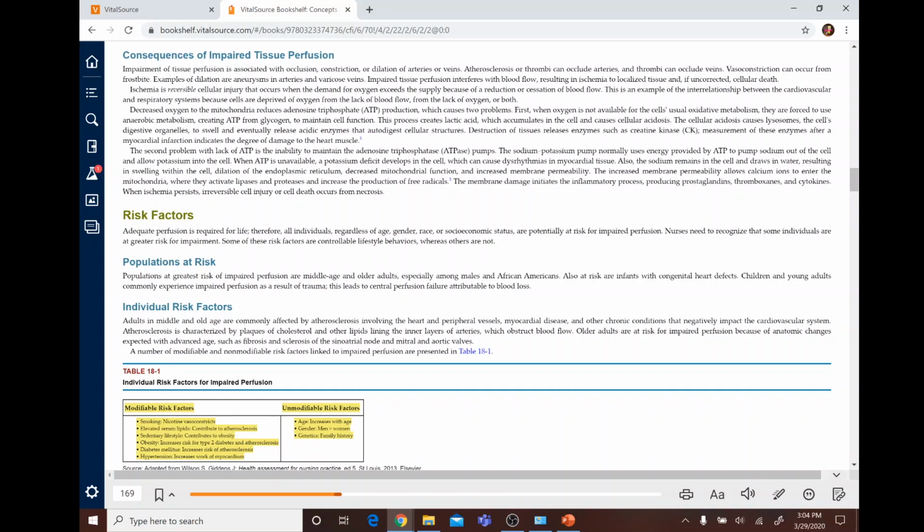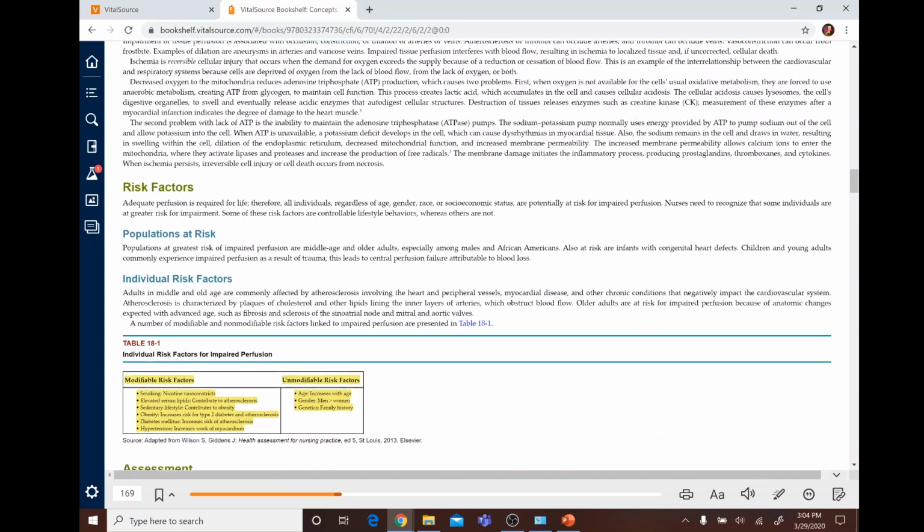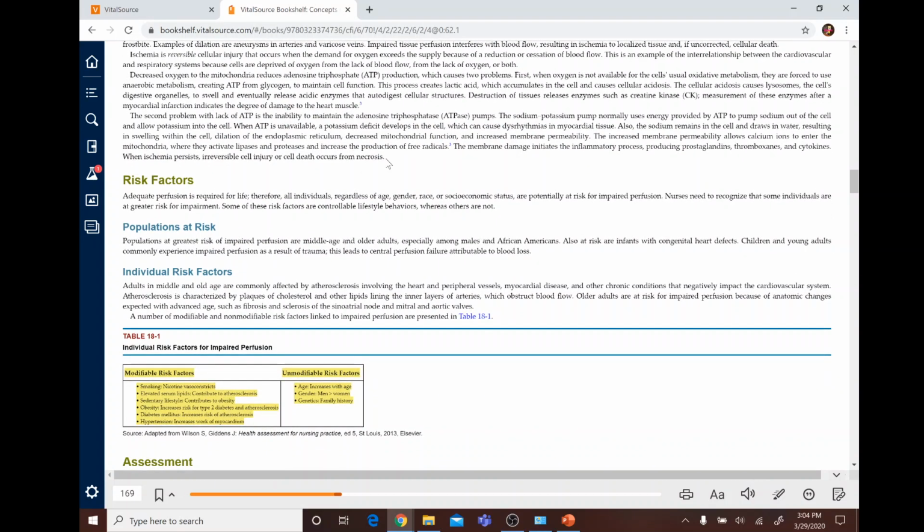Also, sodium remains in the cell and draws in water, resulting in swelling within the cell, dilation of the ER, and decreased mitochondrial function, increased membrane permeability. This increased membrane permeability allows calcium ions to enter the mitochondria, where they activate lipases and proteases and increase the production of free radicals. The membrane damage initiates the inflammatory process, producing prostaglandins, thromboxanes, and cytokines. When ischemia persists, irreversible cell injury or cell death occurs from necrosis.